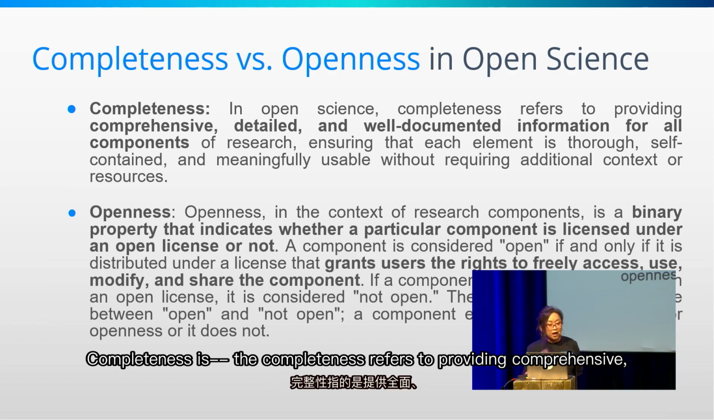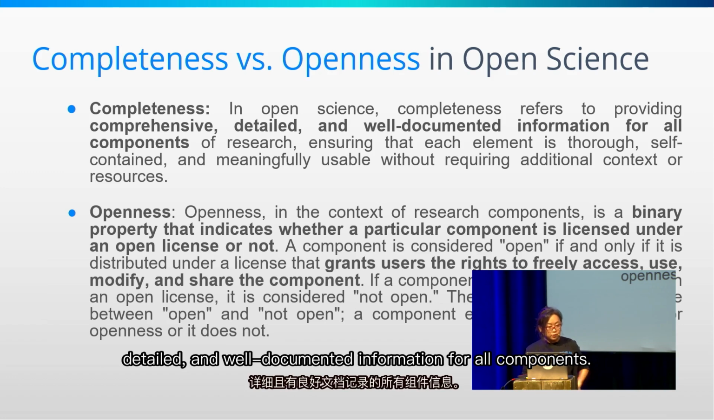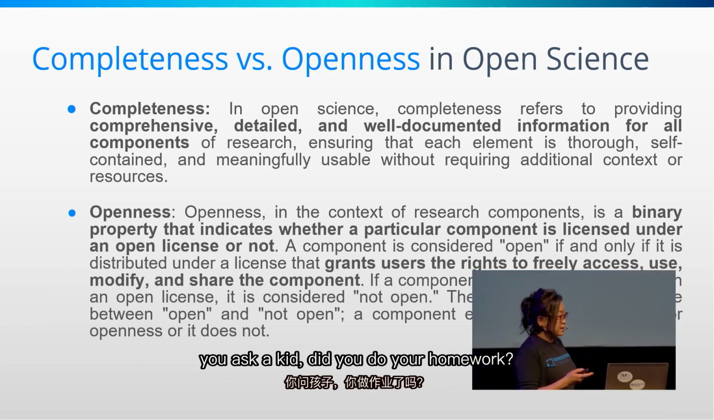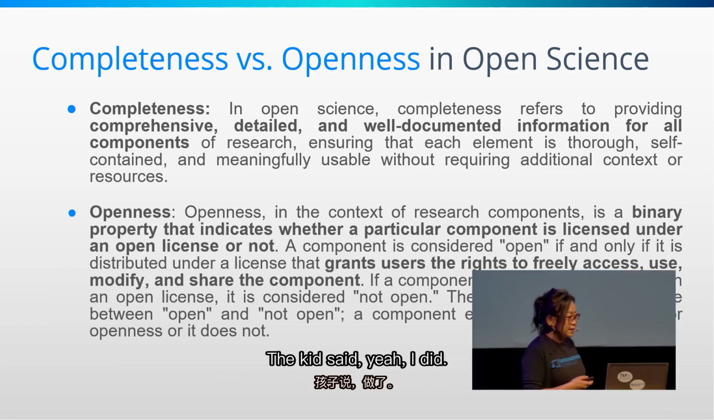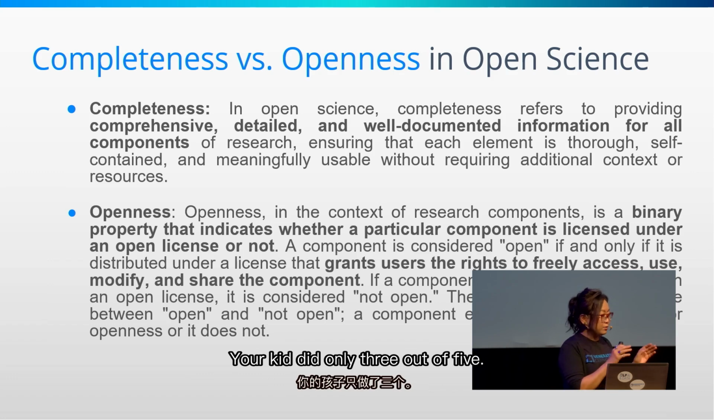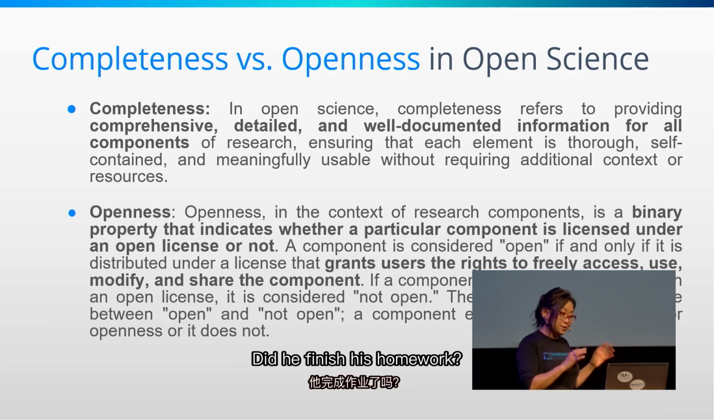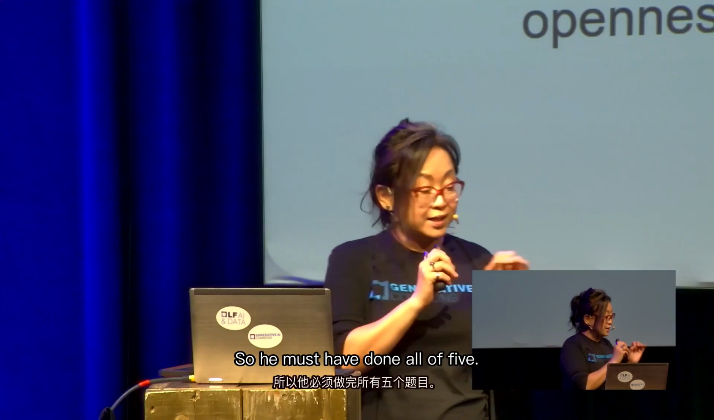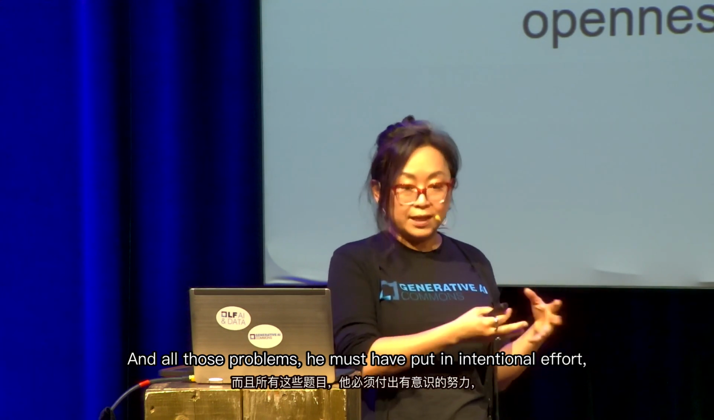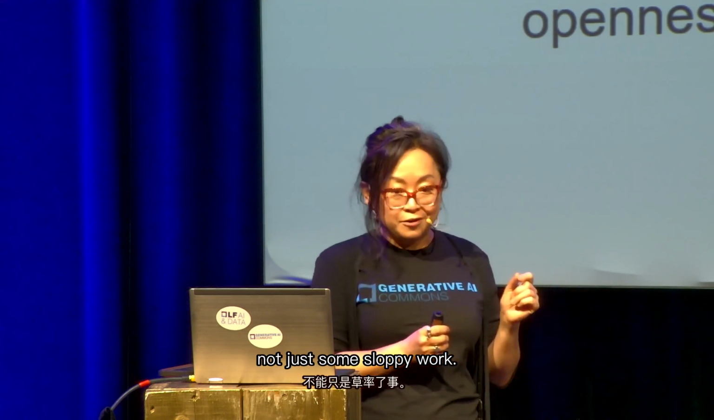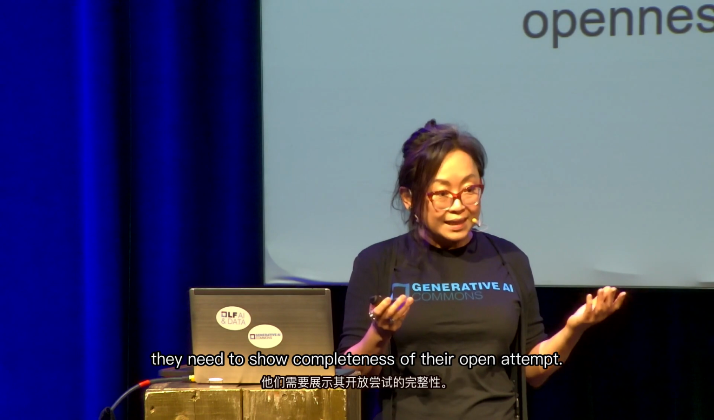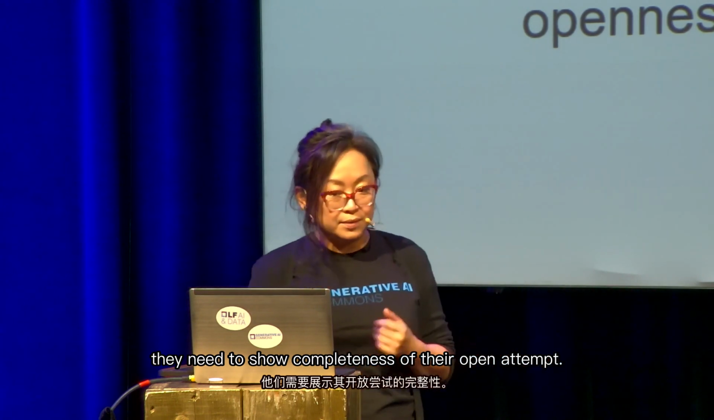Completeness refers to providing comprehensive, detailed, and well-documented information for all components. Just like when you ask your kid, for those of you who are parents, did you do your homework? The kid says, yeah, I did. But if you check, there are five math problems and your kid did only 3 out of 5. Did he finish his homework? No, because he did not complete it. He must have done all 5, and put in intentional effort, not just sloppy work, right? It's the same thing here. When somebody says they are an open model, they need to show completeness of their open attempt.